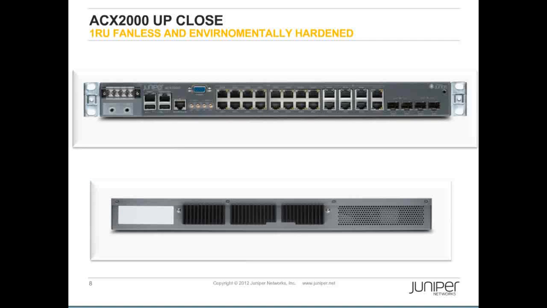Here is the picture of ACX 2000. You can see it's a front access platform. All the platforms are front access only. From left to right, you can see the power supply connectors followed by 2 USB ports that could be used for software upgrade or zero-touch deployment. I'll talk about it in the next few slides.